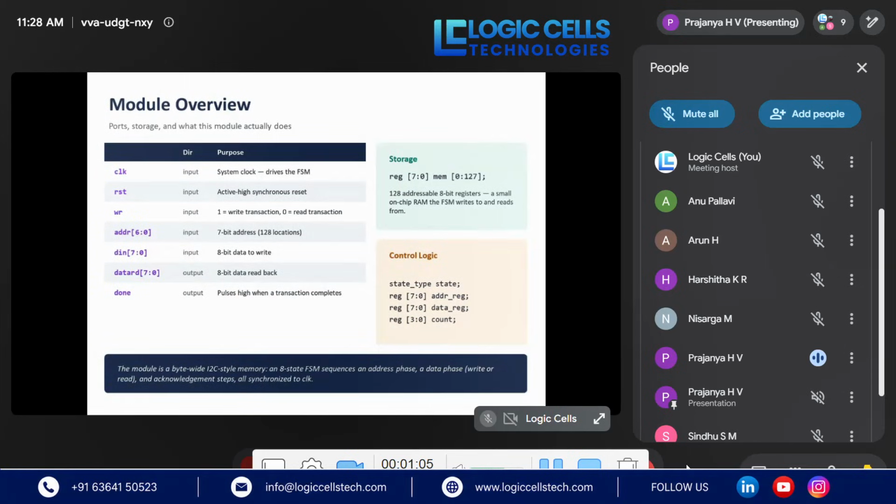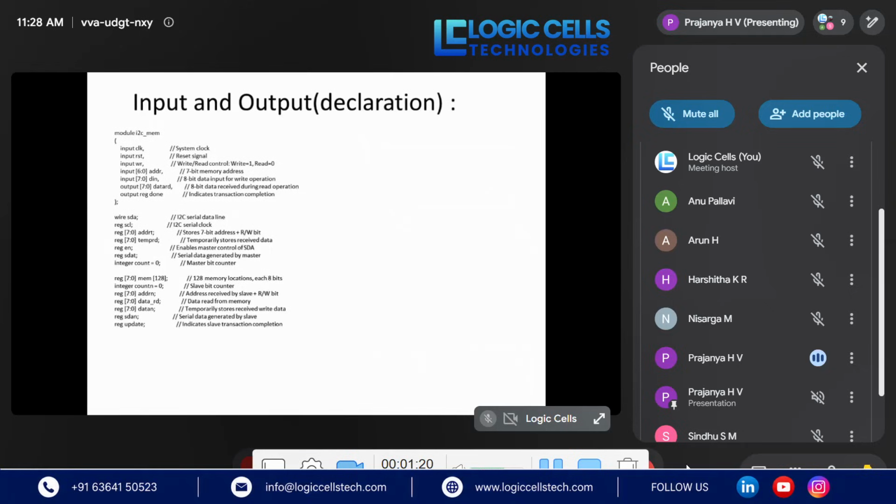Address is the 7-bit memory address. D in is the data to be written. Data out is the data obtained during the read. Done indicates the completion. And these are the input and output declarations in the code, where the inputs are clock, reset, write or read control, address, and d in, and the output is done.